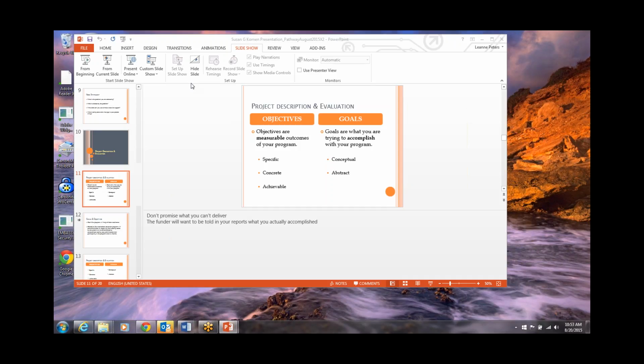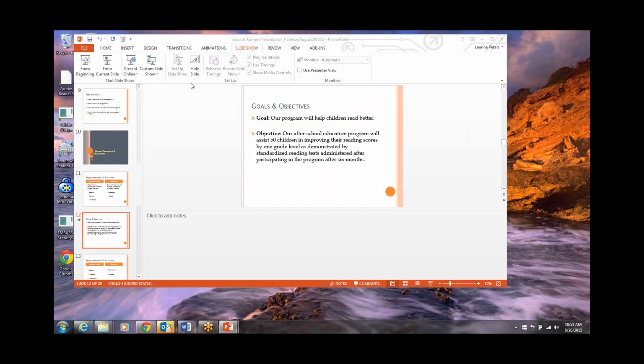The objective is what you're measuring and how you're measuring it, and then your activity would be the method that you're going to use to achieve the objective. And so here, I'll give you some samples, which I always think are the best. So the goal, and I did this non-Komen related so that anybody can understand it, is: our program will help children read better.